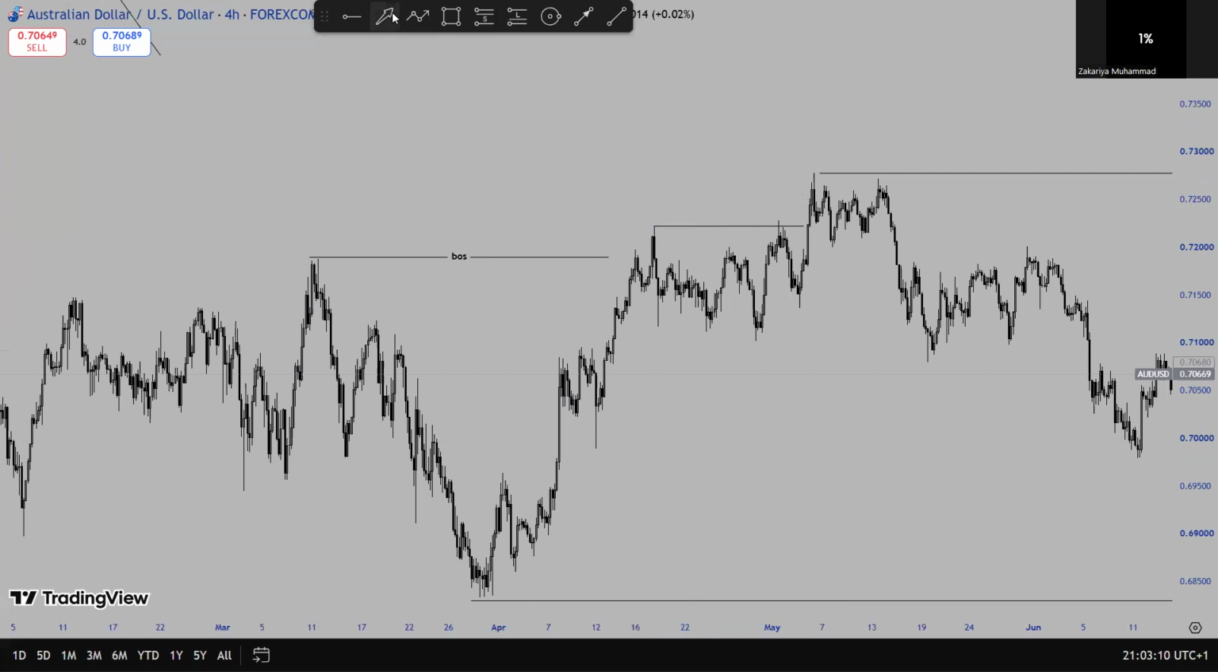This is not a valid break of structure because it rejects back. Market swept the high. Can you see? Market swept the high and then came back. That means this low, we don't consider this as a low. This one, we don't consider it as a low because of what?